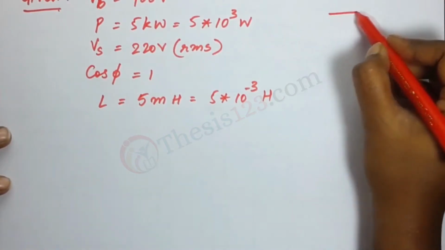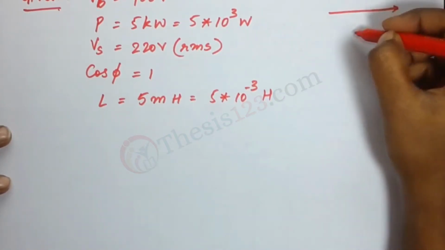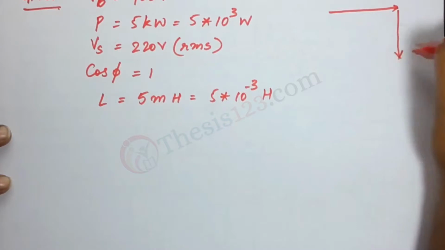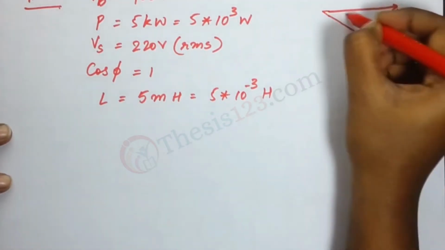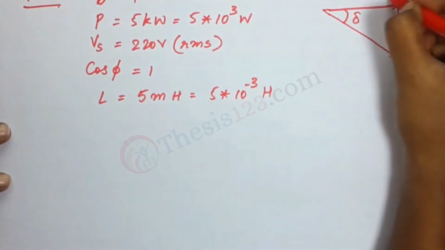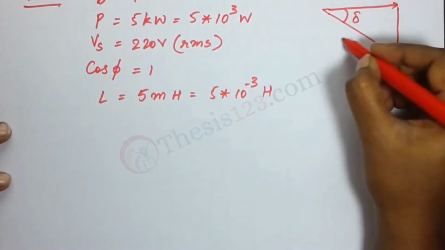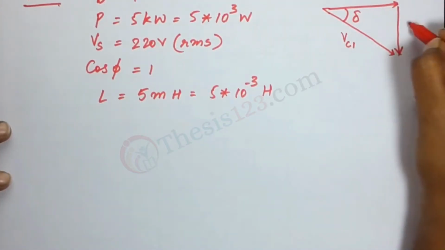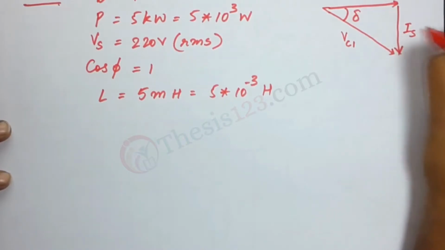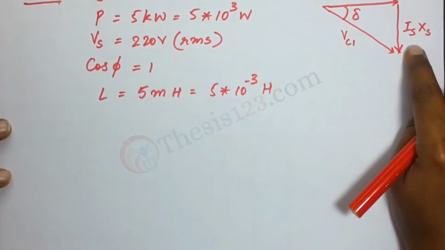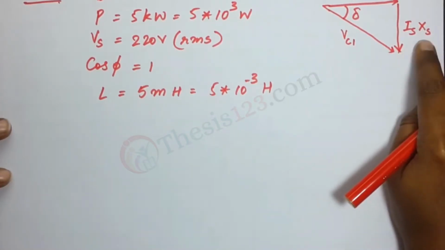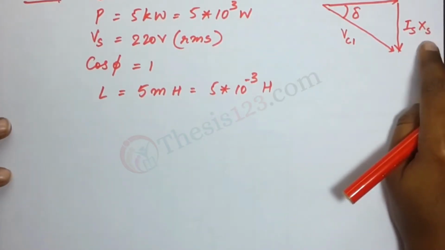Okay, so I'll just put down the phasor diagram here. This is the angle delta. Here is the source voltage and here is the voltage of the converter, RMS. And here we have IS, XS, where this is the source current and the source reactance.